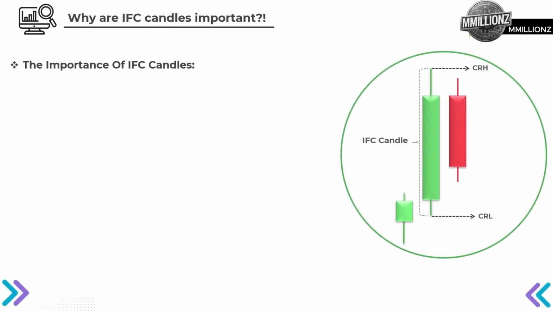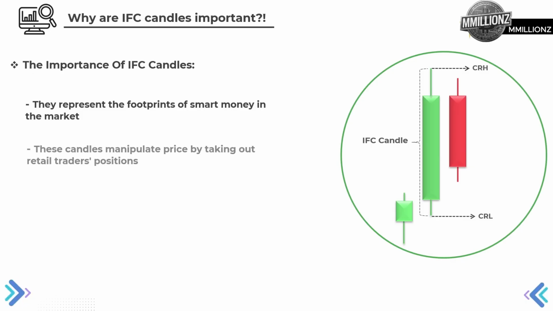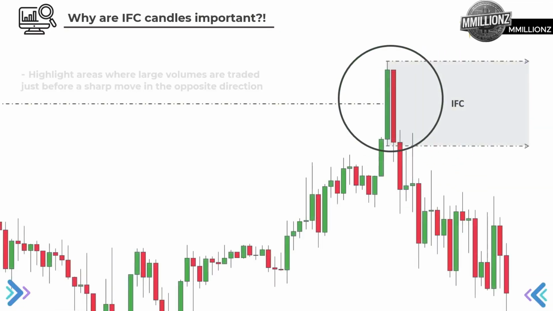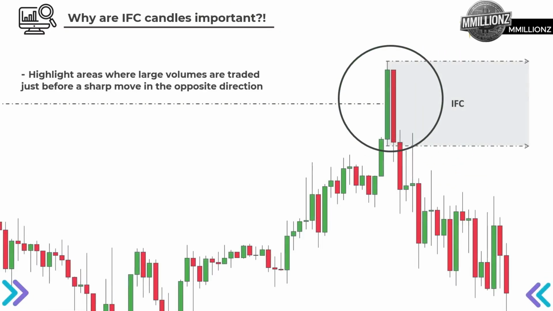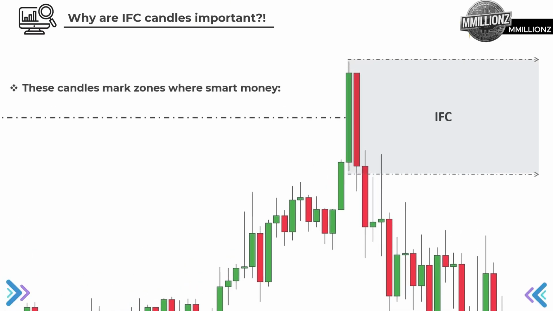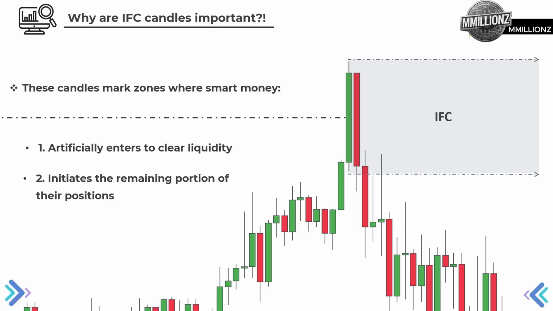Why are IFC candles important, and how can we use them? IFC candles are crucial because they represent the footprints of smart money in the market. These candles manipulate price by taking out retail traders' positions and highlighting areas where large volumes are traded just before a sharp move in the opposite direction. These candles mark zones where smart money artificially enters to clear liquidity, and initiates the remaining portion of their positions. When the price returns to these zones, it often reacts and reverses in the opposite direction.